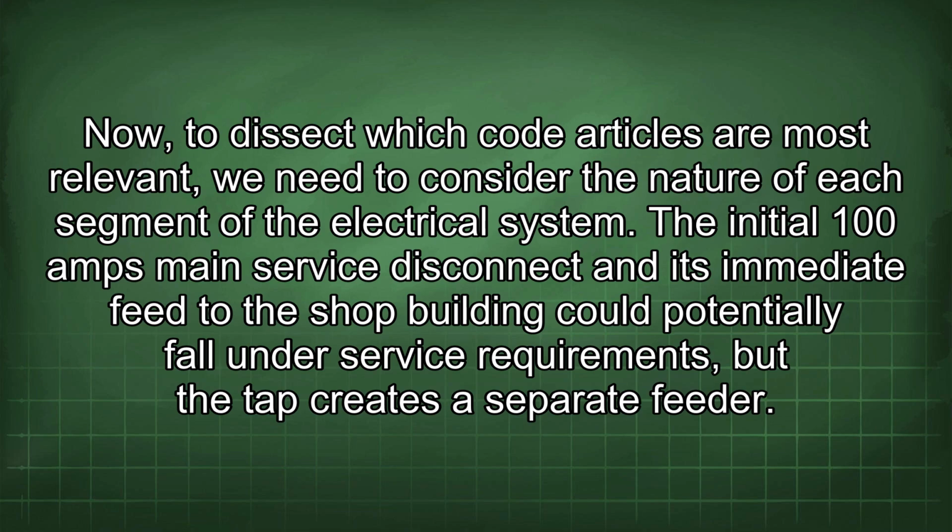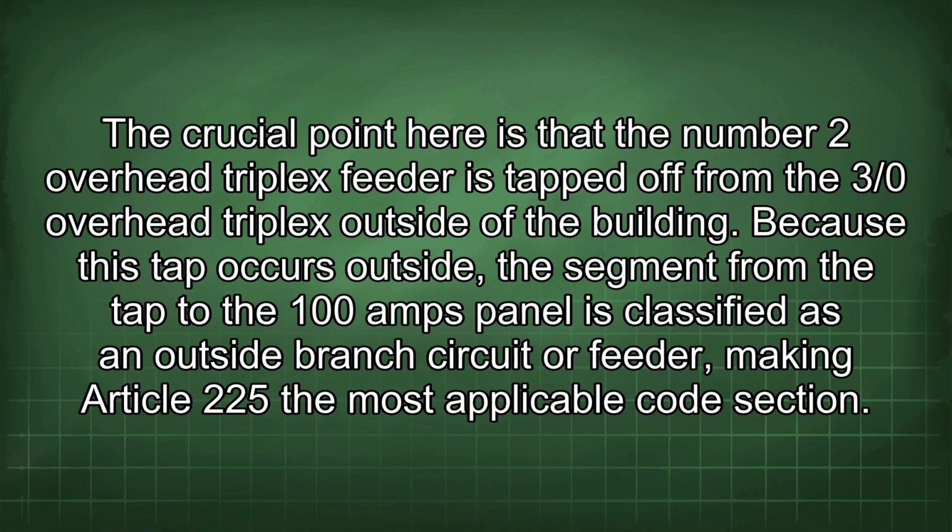of the electrical system. The initial 100 amps main service disconnect and its immediate feed to the shop building could potentially fall under service requirements, but the tap creates a separate feeder. The crucial point here is that the number 2 overhead triplex feeder is tapped off from the 3/0 overhead triplex outside of the building. Because this tap occurs outside, the segment from the tap to the 100 amps panel is classified as an outside branch circuit or feeder, making Article 225 the most applicable code section.